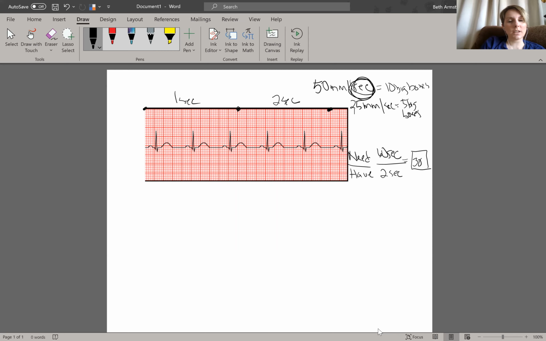So this on the top means 50 millimeters equals 1 second. And the 50 millimeters, so that means that 50 little boxes across equals 1 second. So rather than counting these little tiny boxes across, we're counting just 10 big boxes because it's a lot easier. So if we count 10 big boxes, that equals 1 second. Does that make sense?